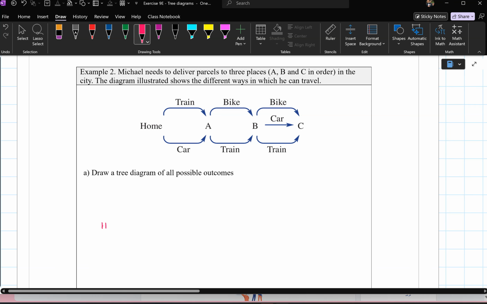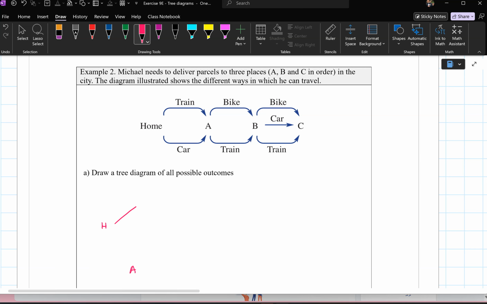So starting from home, you can get to A. So first step to go to A, you can do train or car. After you passed A to get to B, if you took the train, you have the option of bike or train. But if you took a car, you could have taken a bike or train. And then if you did train, bike, and then after bike, well, to get to C, there are 3 possible options that you can take now. You can take bike again, you can take a car, you can take a train.